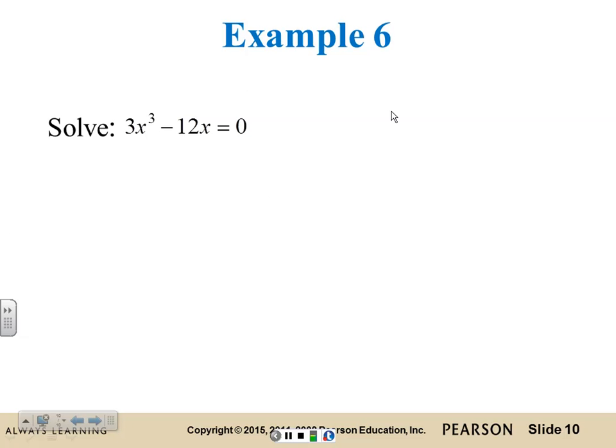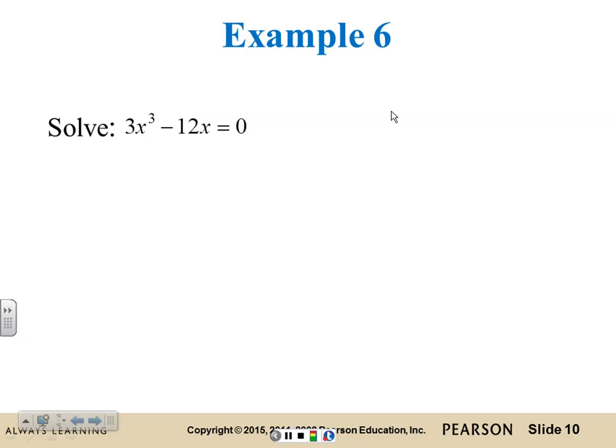Alright, we got one more to go. For this one, it's already set equal to 0. It's in descending order, so I'm ready to factor this. Now, there is something in common. This is a binomial. Remember your binomial: either 1, you have a greatest common factor, or 2, it's a pattern.